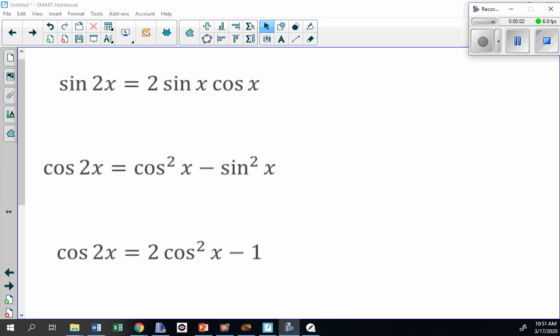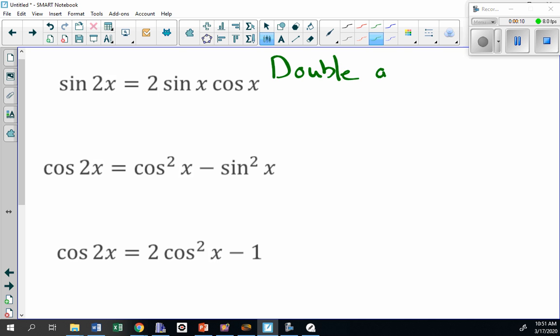Okay, welcome back. So we're going to move on to double angle identities. Let's write that on there. So these again are all on your formula sheet. So double angle identities. All right. So you don't have to memorize these, but it is helpful to kind of understand what they are.